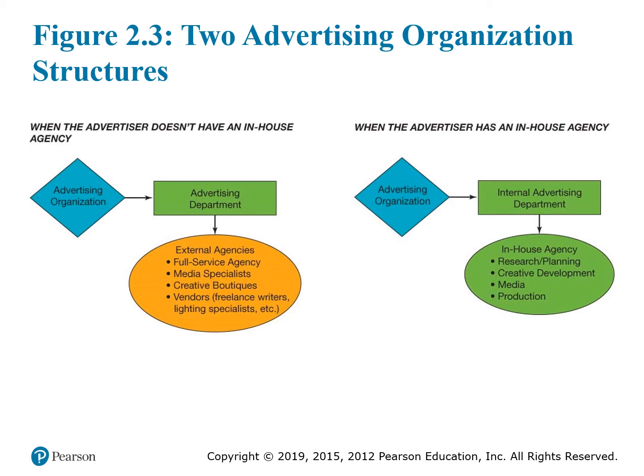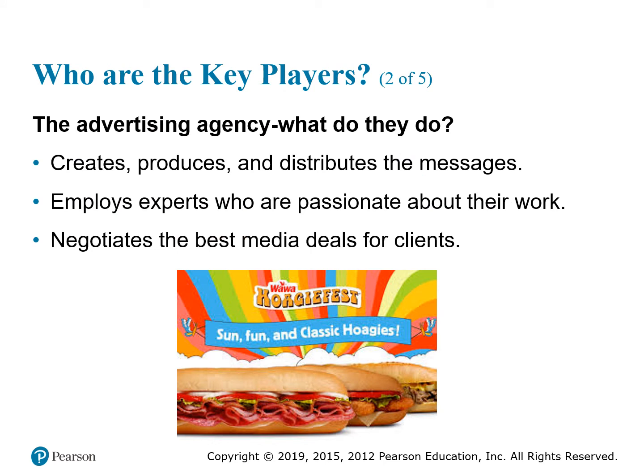So here's more key players connected to ad agencies. If you're ever thinking about working for an ad agency, there is a lot to do, and this is what they do. They create, they produce, and they distribute the message. They employ experts who are passionate about their work, and they negotiate the best media deals for their clients. That's what an ad agency does. And here's just the Hoagie Fest Sun Fun and Classic Hoagies. You may see this on the highways, especially during the summertime.